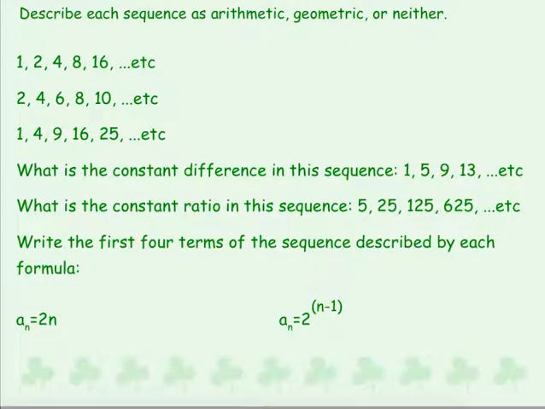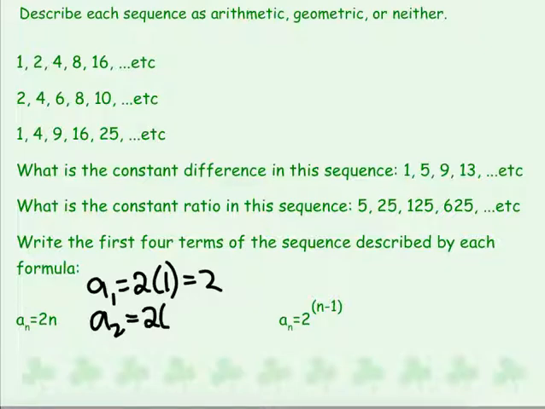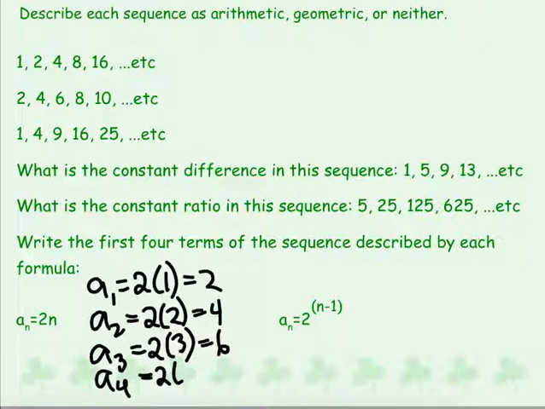And write the first 4 terms of the sequence described by each formula. So I need to do a sub 1, which gives me 2 times 1, so that's 2. A sub 2 is 2 times 2, which is 4. A sub 3 is 2 times 3, which is 6. And lastly, a sub 4 is 2 times 4, so 8. So my first 4 terms of the sequence is 2, 4, 6, 8.